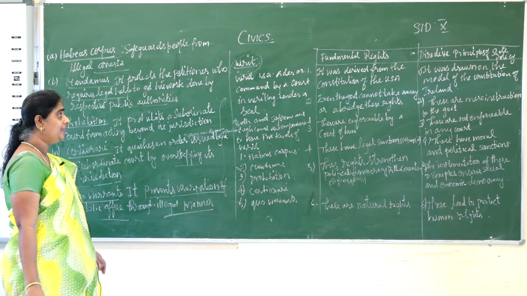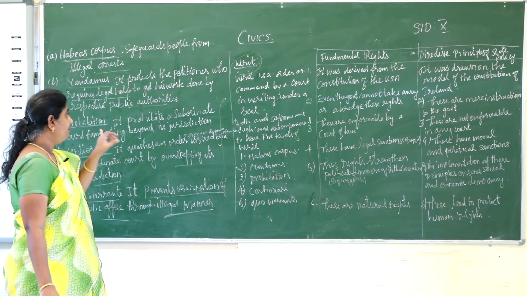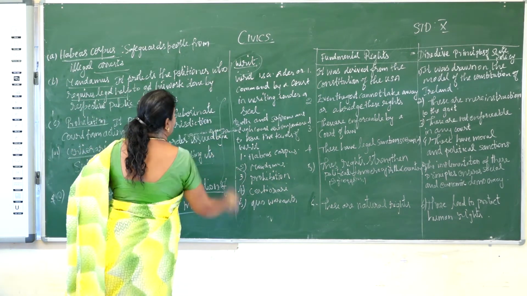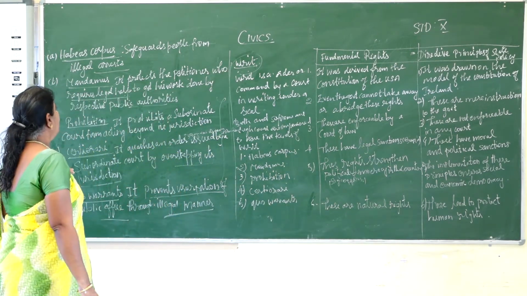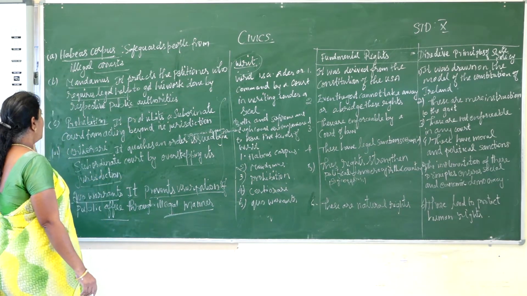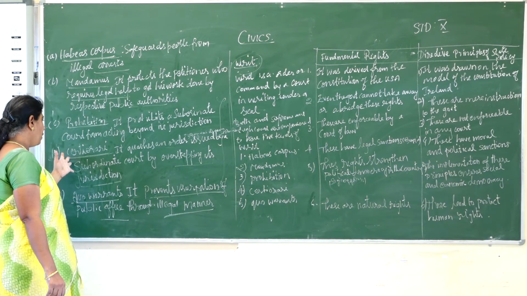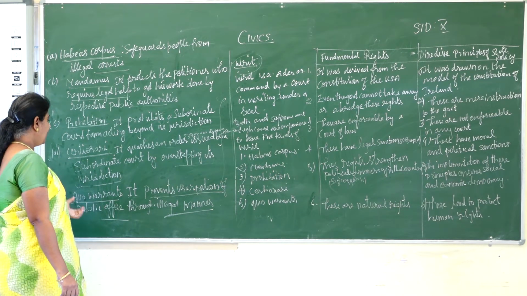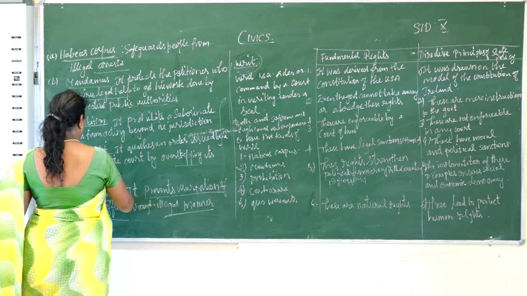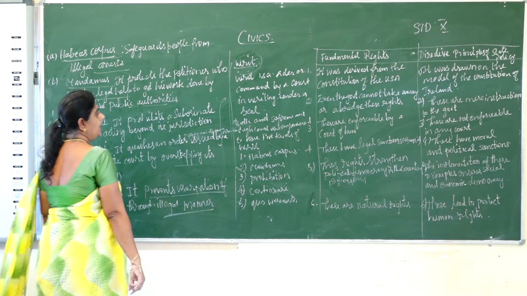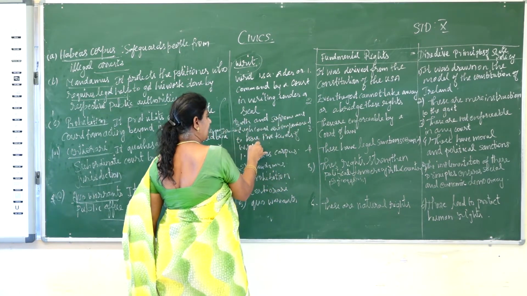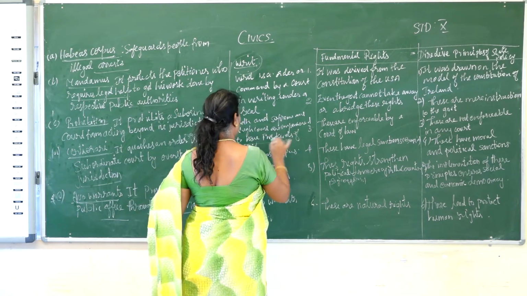It is given by both the Supreme Court as well as the High Court. So what are those 5 writs? Habeas corpus, mandamus, prohibition, certiorari and quo warranto. These are the 5 writs that the Supreme Court and the High Court have the power to issue.